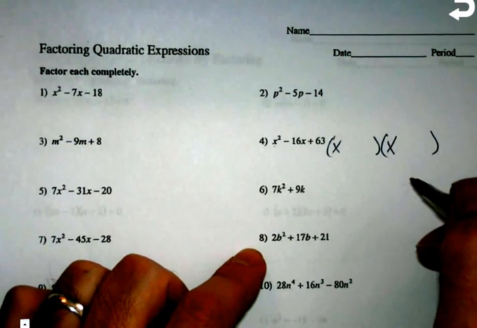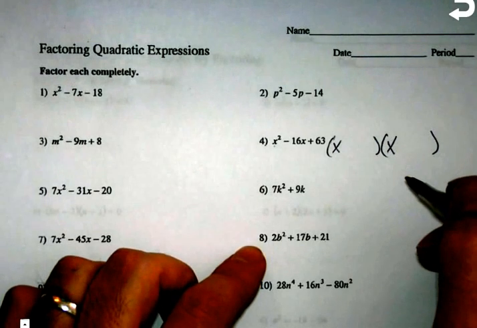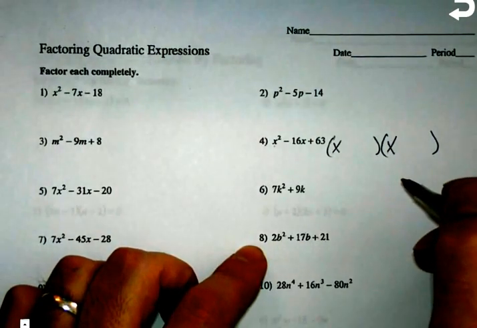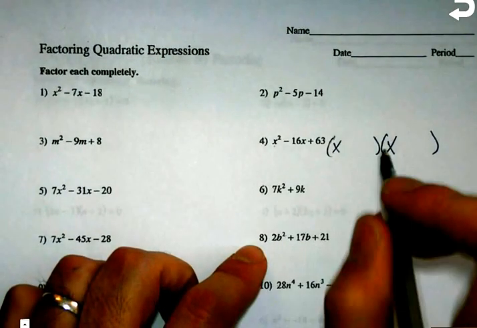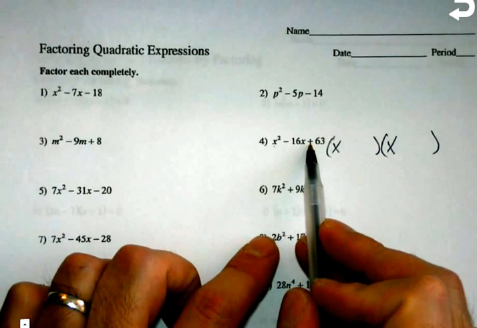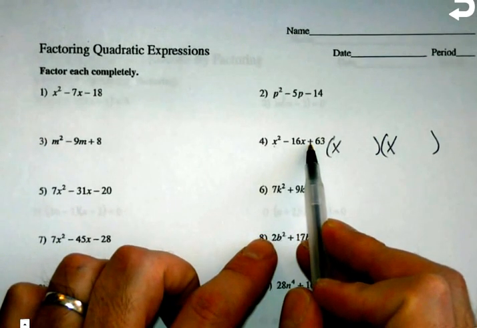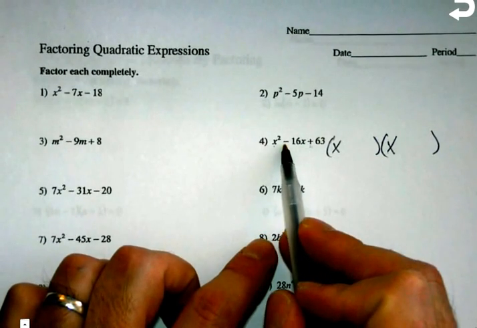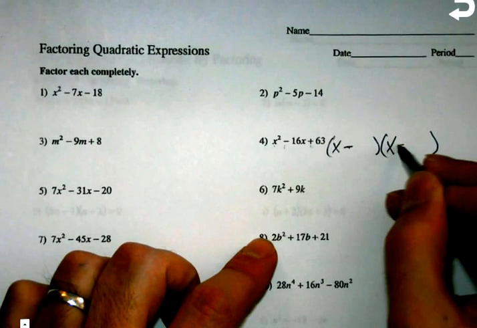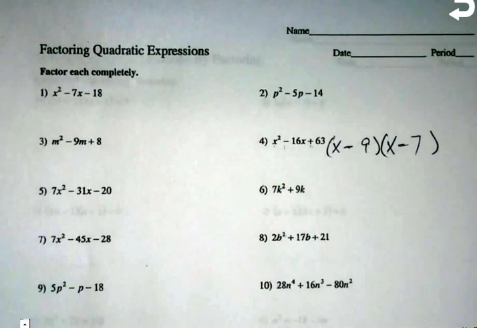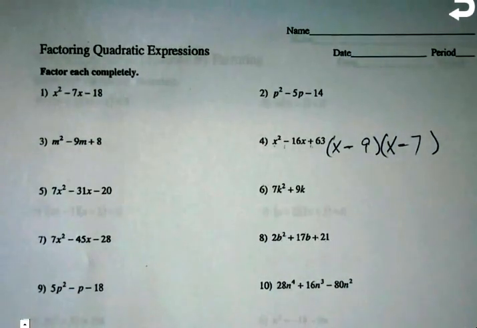What two numbers multiply to 63 and add up to negative 16? If you're not sure, this is where we need to keep working on the multiplying facts in our brain. Well, here's one thing I know. To get a positive 63, they either both have to be negative or both positive. Well, I see that's a negative. 9 and 7. That's all the further I need to go.